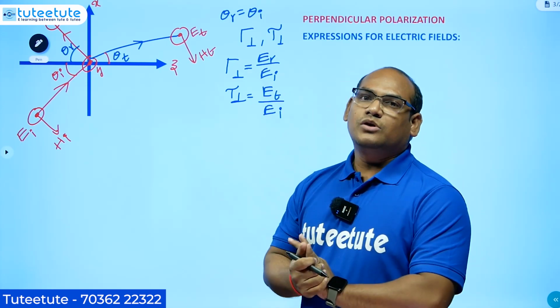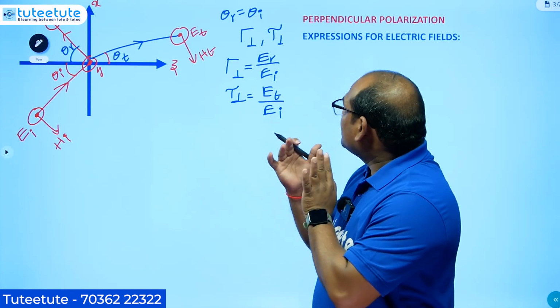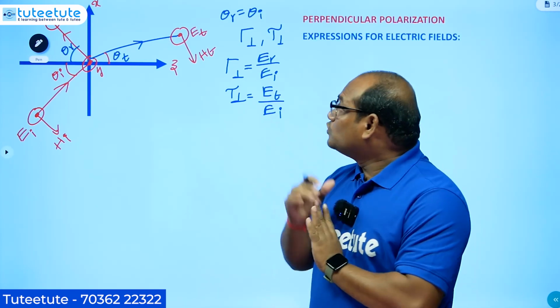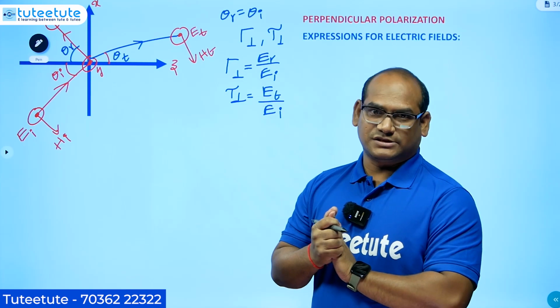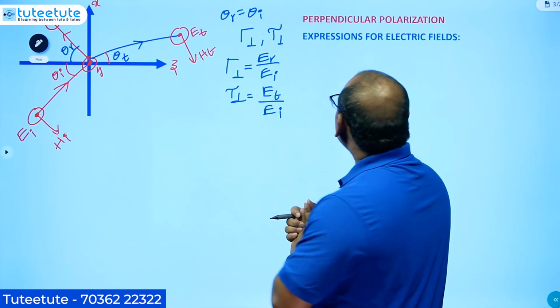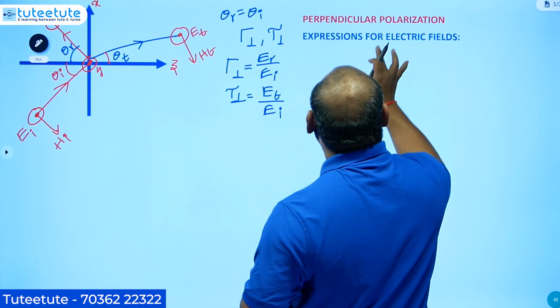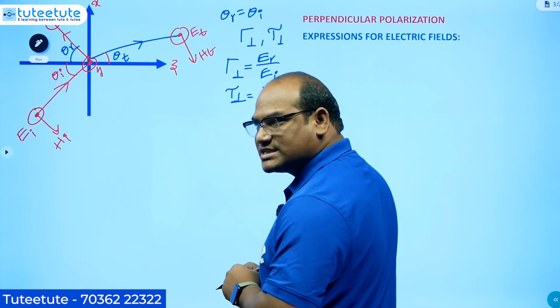These are the things we need to get. That is our plan to get to do what we have to do in this particular lecture. Okay, so now we are going to write expressions for the electric fields and magnetic fields here actually.